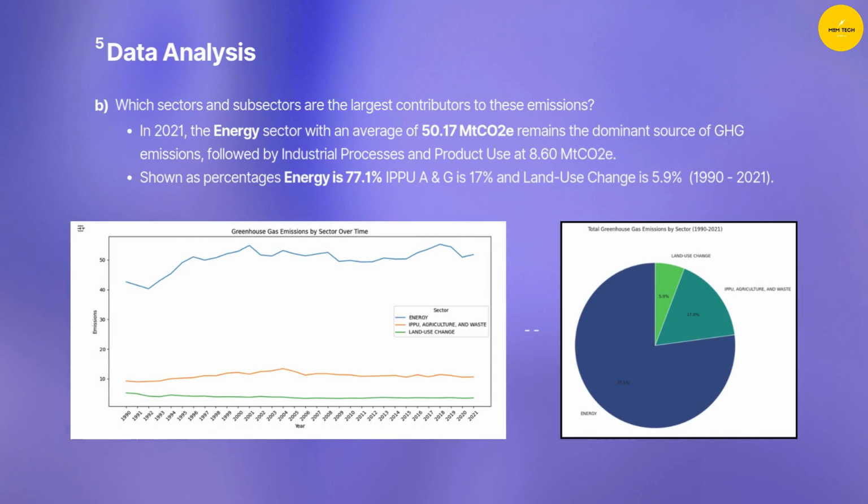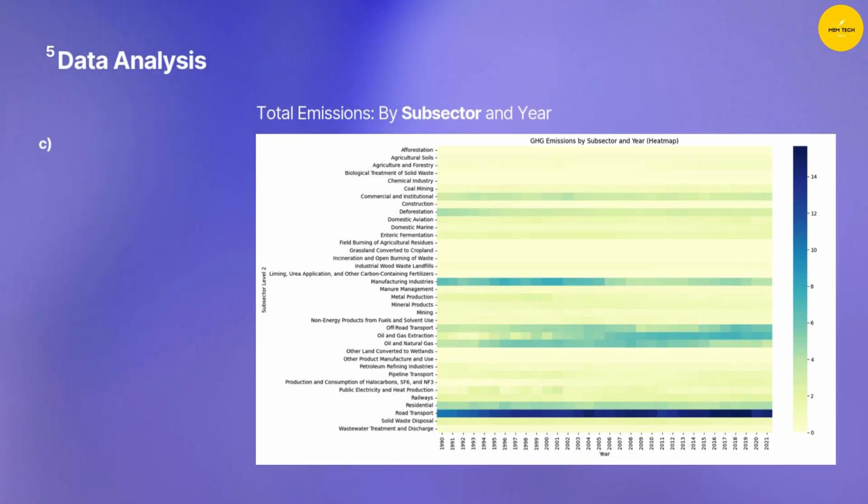So moving forward, what sectors and subsectors are the largest contributors to these emissions? In 2021, the energy sector averaged 50.17 MtCO2e, which remains the dominant source of greenhouse emissions, followed by the industrial process and product use at 8. So a significant difference there. It shows that energy is 77% of the pie, like we discussed earlier.